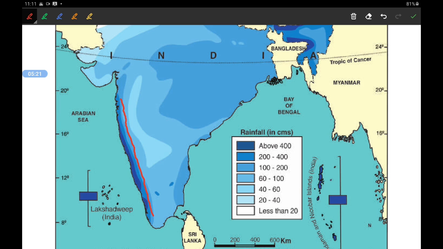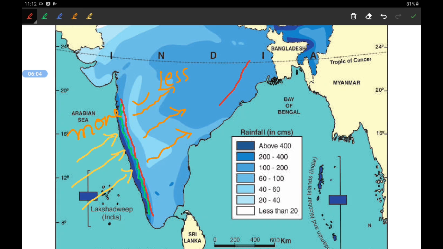Now the winds which are coming from here, which are full of moisture, will give a lot of rain on this side of the mountain regions. But when the clouds move toward the other side, they will not have too much moisture in them. There will be less moisture. So on this side of the Western Ghats there is less rainfall, while on this side there is more rainfall.